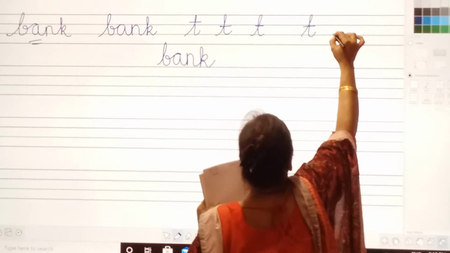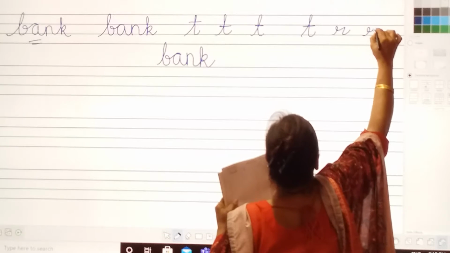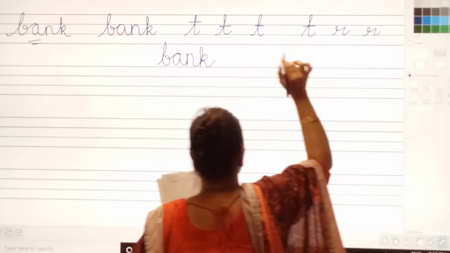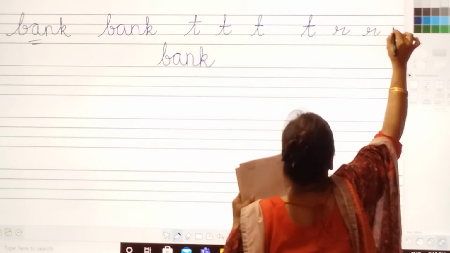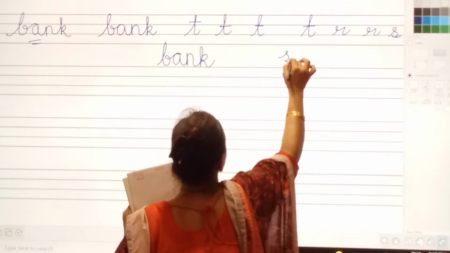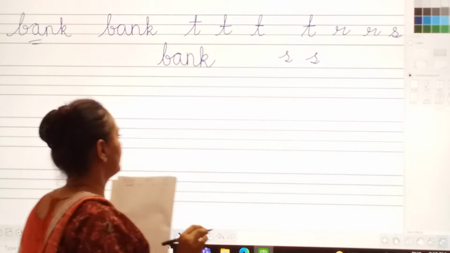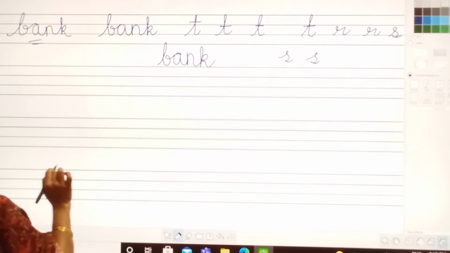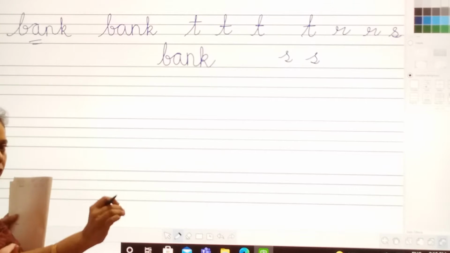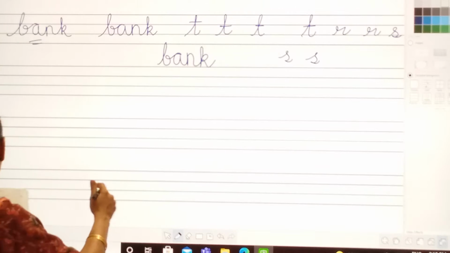Another one is R. Small cursive R you will be writing in this way. R, then S. Small S. Okay. Please take care that the letter should not come out of the line. Some letters will not come outside the line.